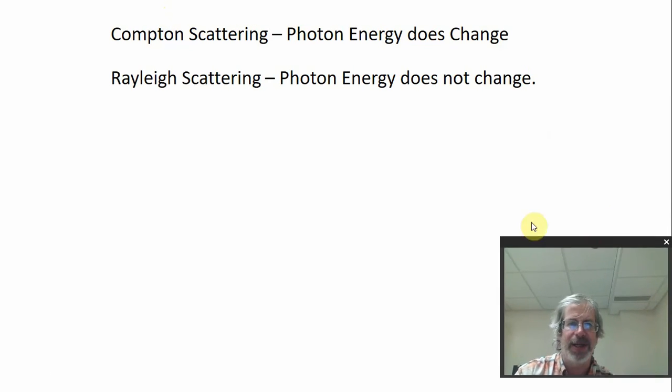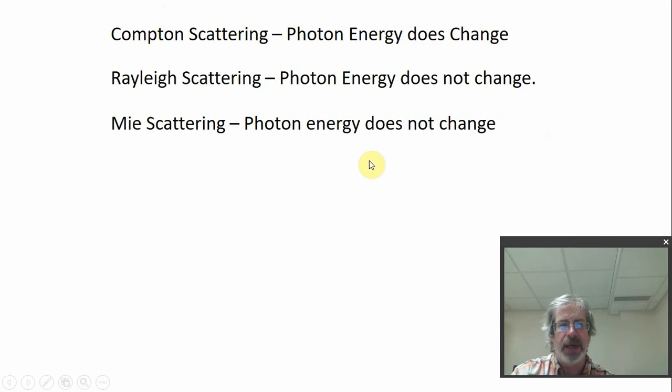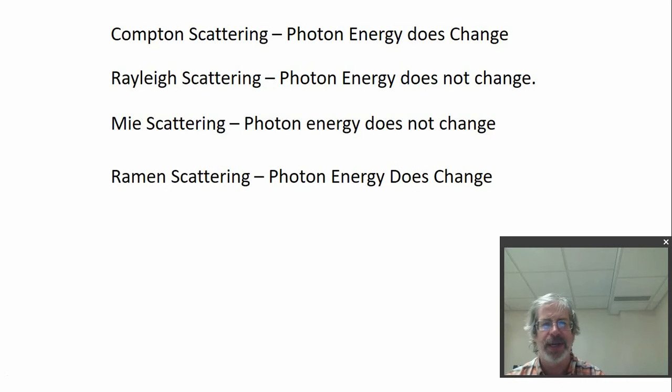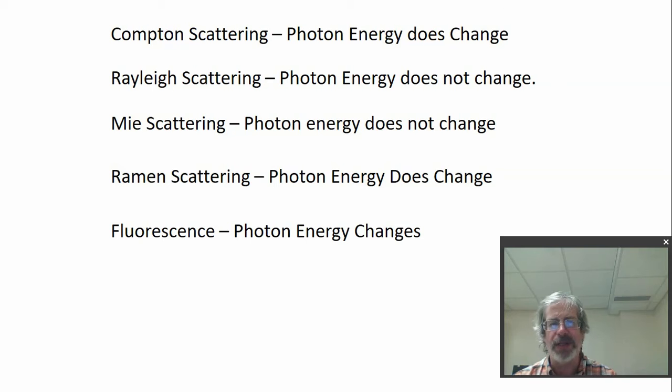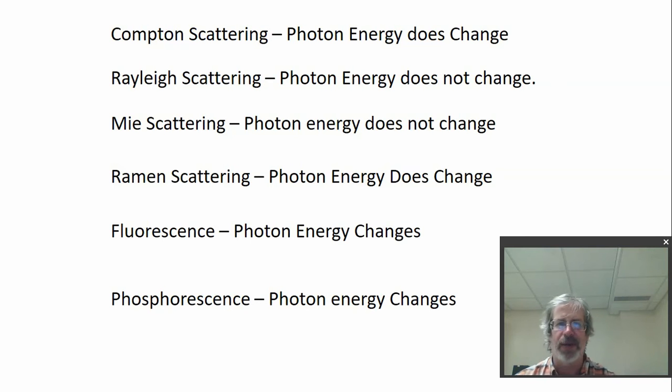Let me move my picture down to here. We'll also talk about Mie scattering, where again the photon energy does not change. Rayleigh scattering and Mie scattering are prevalent in our atmosphere. This is mostly what the scattering that goes on around us is. Then there is something called Raman scattering. In this case, the photon energy does change. Raman scattering is used to study, for example, the rotational and vibrational energy of molecules. Then we'll talk about fluorescence and its closely related cousin, phosphorescence. So we'll mention all of those things.